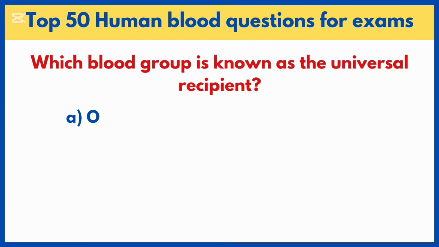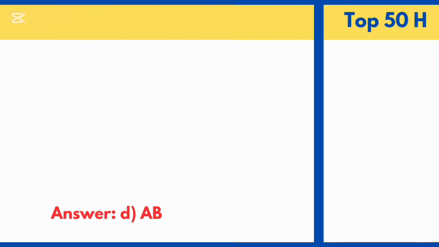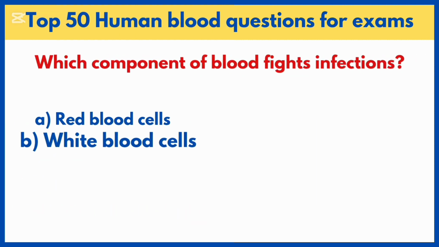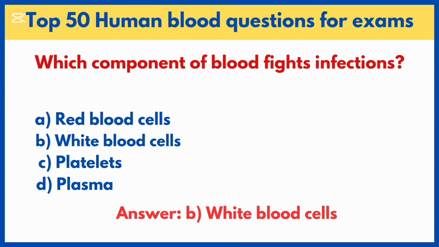Which blood group is known as the universal recipient? Correct answer is option D, blood group AB. Which component of blood fights infections? Correct answer is option B, white blood cells.